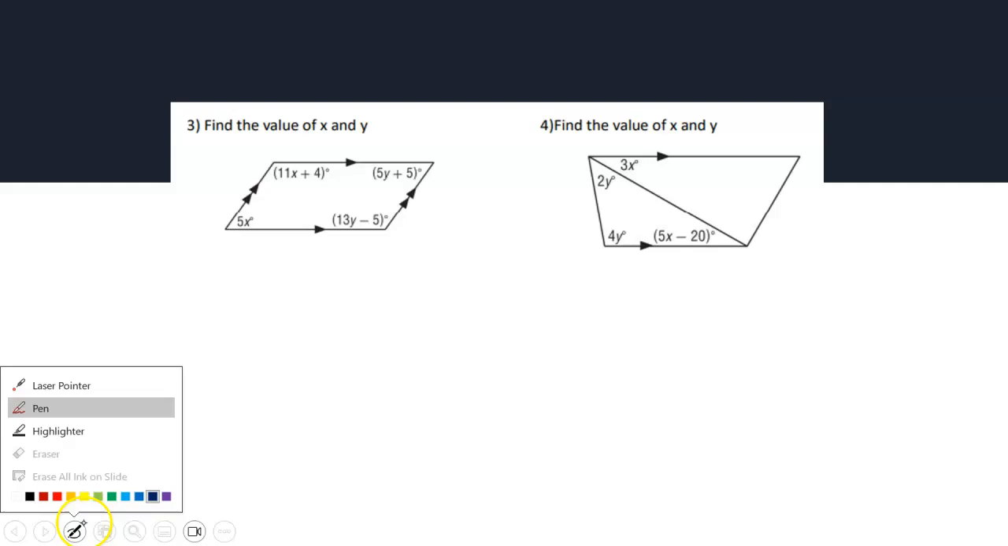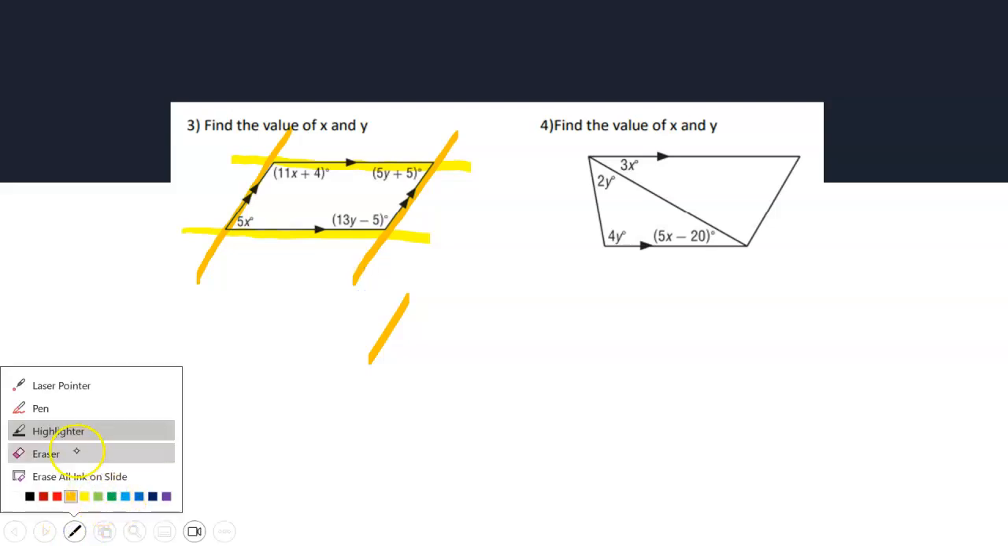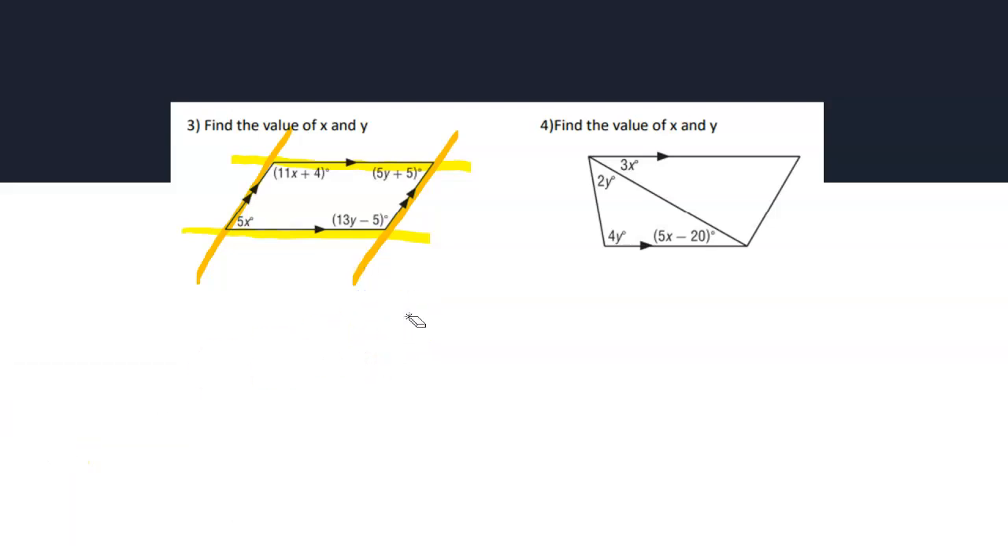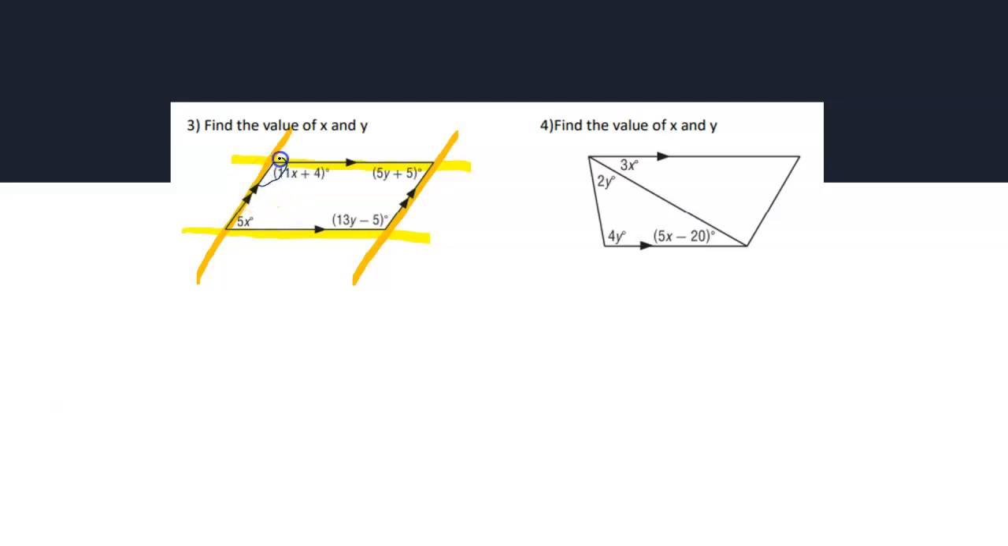All right, for number 3, I'm going to highlight this one a little bit differently. I have a set of parallel, and then I have another set of parallel. And so I really have some choices on the relationship that I'm going to use. One thing I notice is that this angle and this angle here are same side interior.